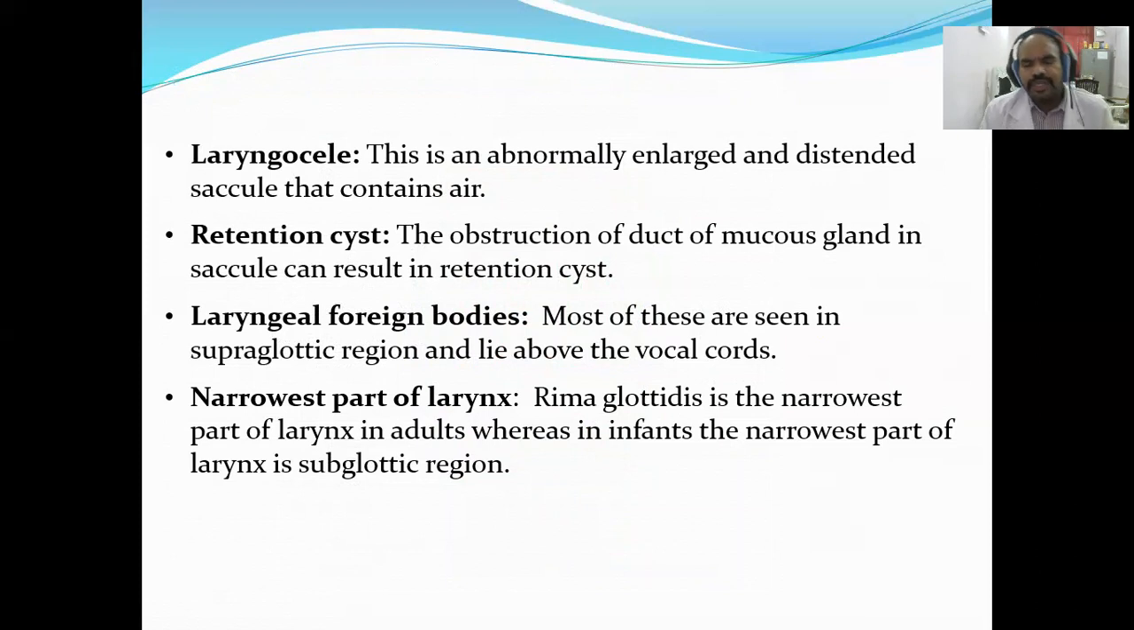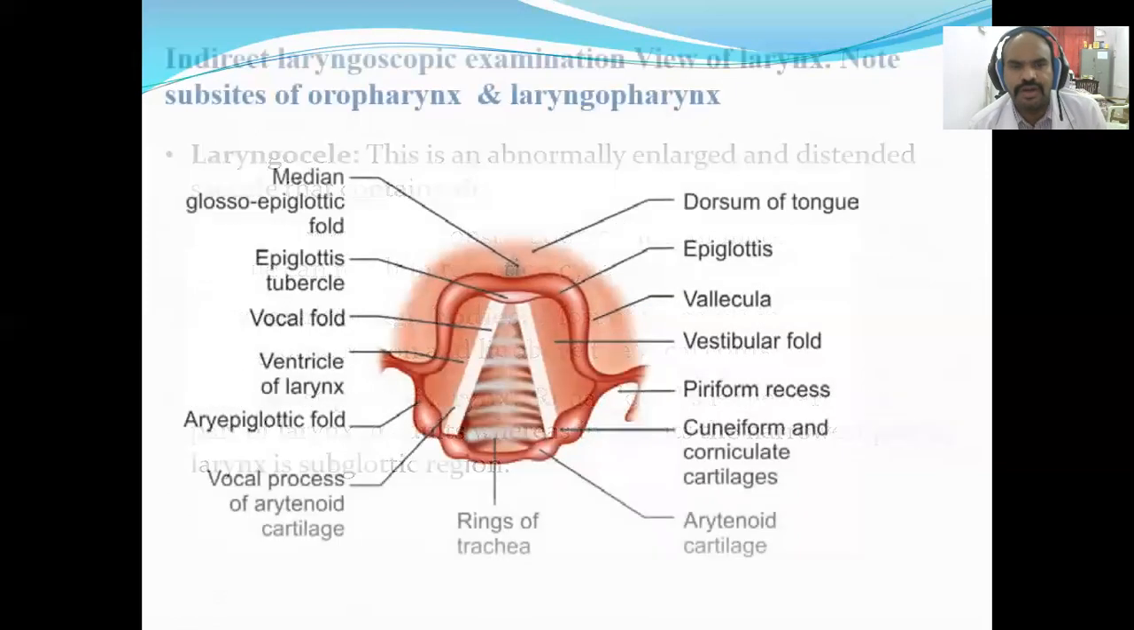Why? Because the pediatric airway is as such very narrow. So most of the time, because of the narrowed air chamber below, whatever the foreign body is, it tries to get stopped over there. That's why it is the supraglottic region. The glottis is the narrowest part of the larynx in adults, whereas in infants the narrowest part of the larynx is in the subglottic region. If you're able to remember, in case of subglottic stenosis, the classification which is followed is the Myer-Cotton grading system.